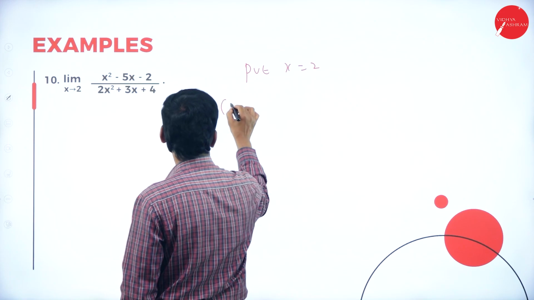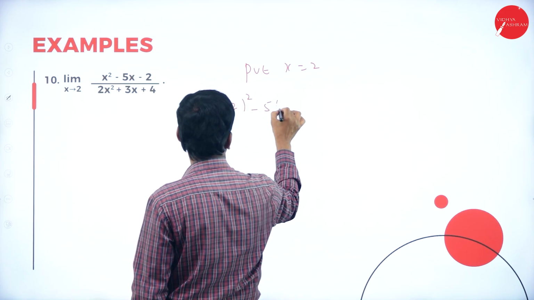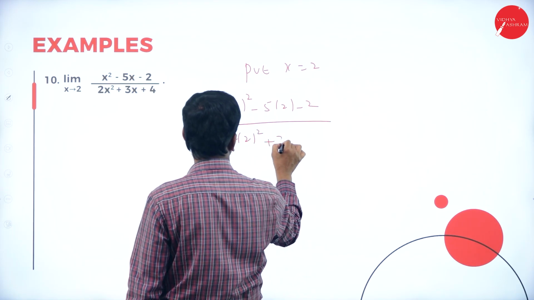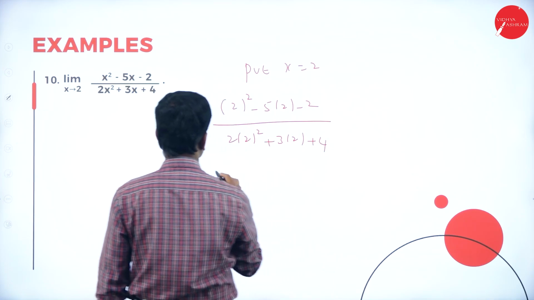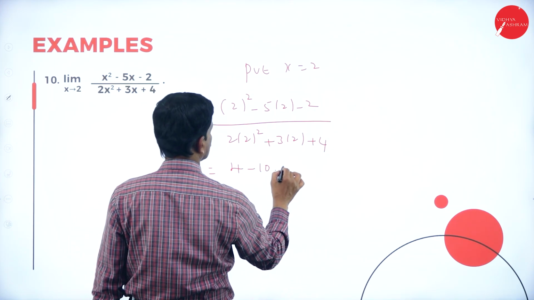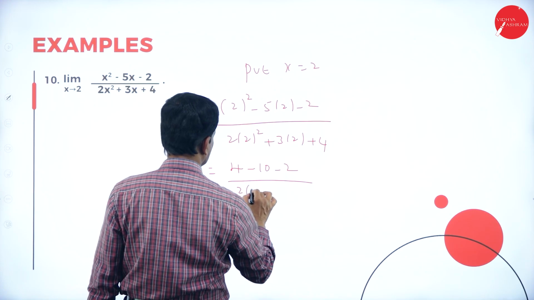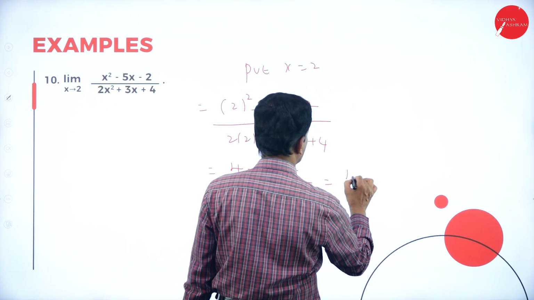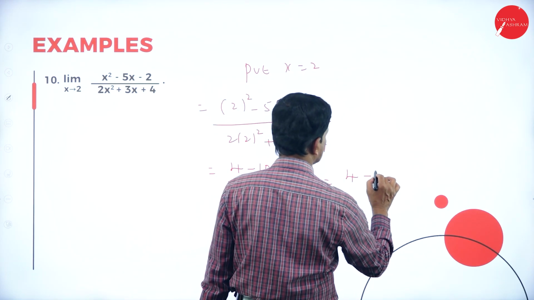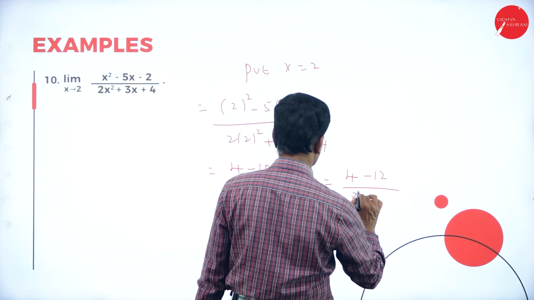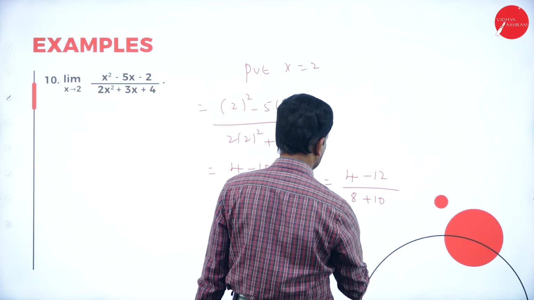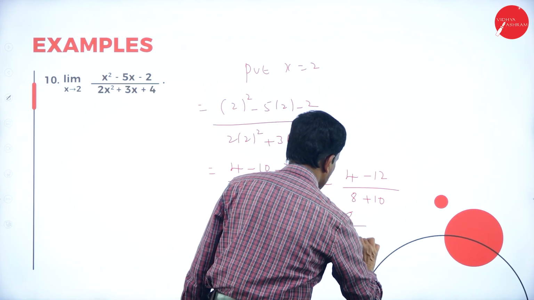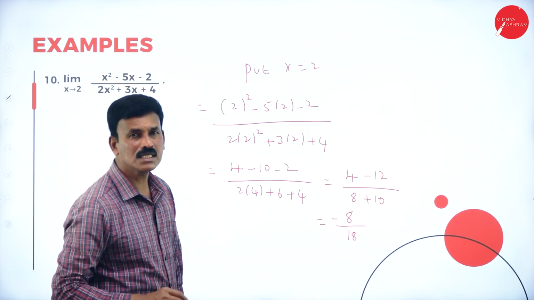Now this is 2 square minus 5 into 2 minus 2, divided by 2 into 2 square plus 3 into 2 plus 4. 2 square is 4, minus 5 2s are 10, minus 2, divided by 2 into 2 square is 4, plus 3 2s are 6, plus 4. So this is equal to 4 minus 10 minus 2, which is minus 12, divided by 2 4s are 8, plus 6 plus 4 is 18. So 4 minus 12 is minus 8 divided by 18. Minus 8 by 18 is the simplified answer.